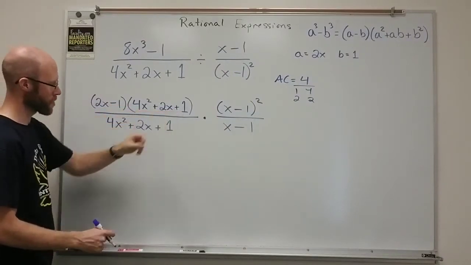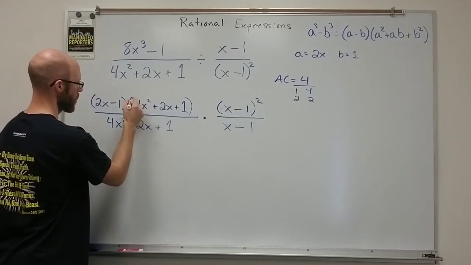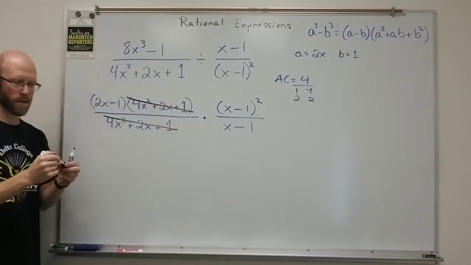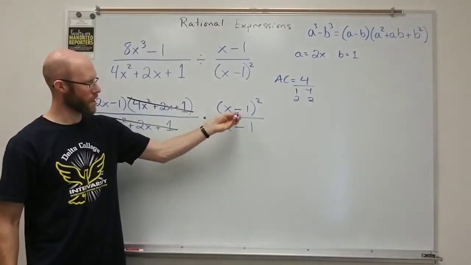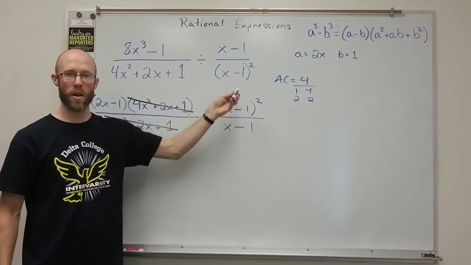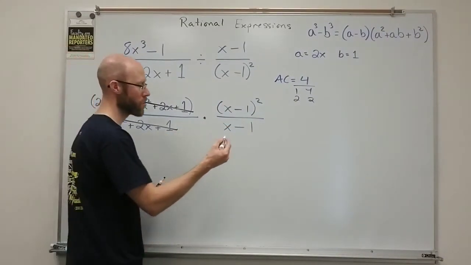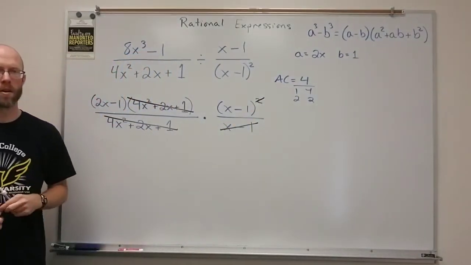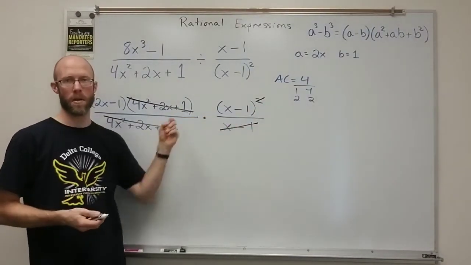This 4x squared plus 2x plus 1 will cancel with the one on the bottom. So I'm going to go ahead and do that. Right there and right there. Nicely done. In addition to that, I have an x minus 1 squared and an x minus 1. 2 copies on the top, 1 on the bottom. I can reduce the 1 on the bottom with one of the ones on top. So I won't have a square on top, I'll just have x minus 1.